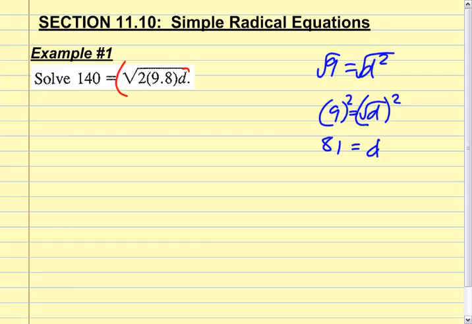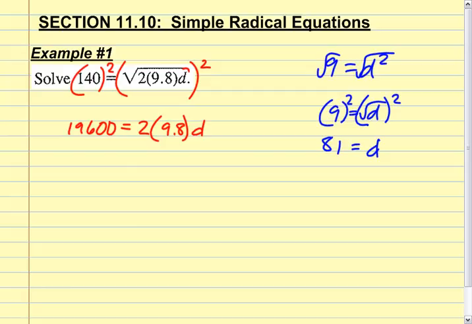So I'm going to square this side, but whatever I do to one side, I've got to do to the other. Now, I happen to know that 14 times 14 is 196. So 140 times 140 is 196 with 2 zeros behind it. So 19,600 is equal to 2 times 9.8d. Now the d is out from under the square root.